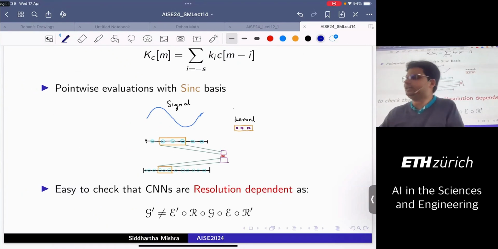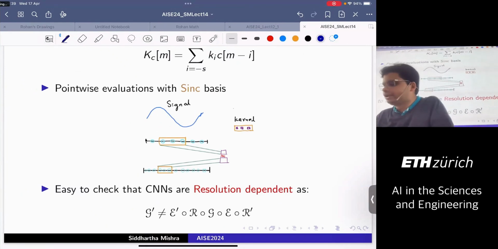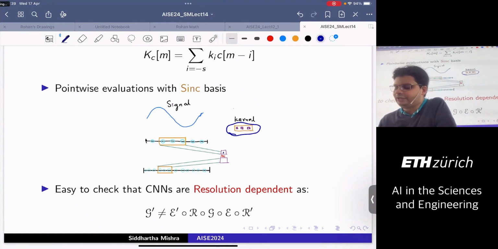Here, remember that this was the issue with the CNNs. Let me revisit this. I took my kernel, similar to what we had before, and I took my signal, let's say on a coarse grid. I took these values, multiplied them, and I got some answer. Then I took different values, because now you are on a finer grid. I multiplied them, and of course I got a different answer, because I was not changing the kernel, nor was I changing the input signal.